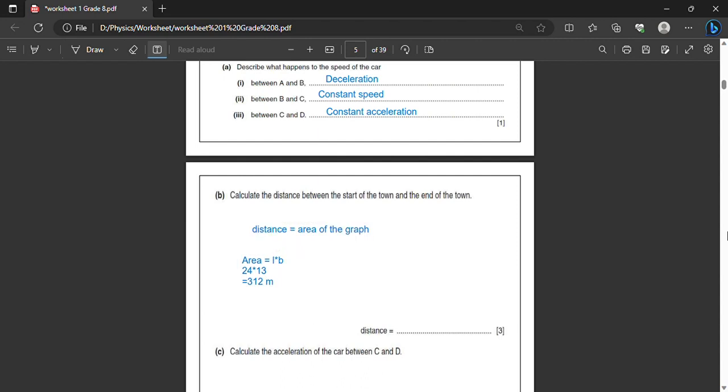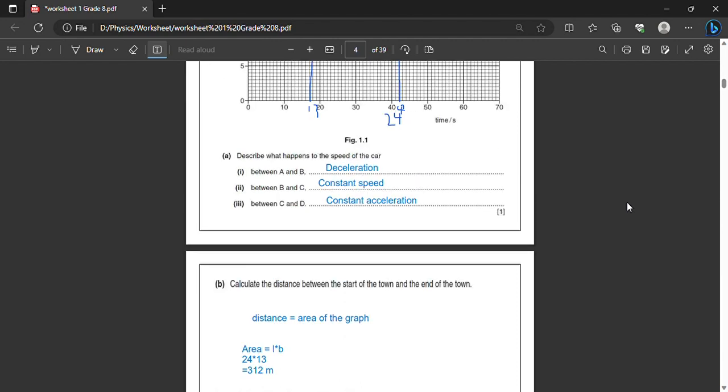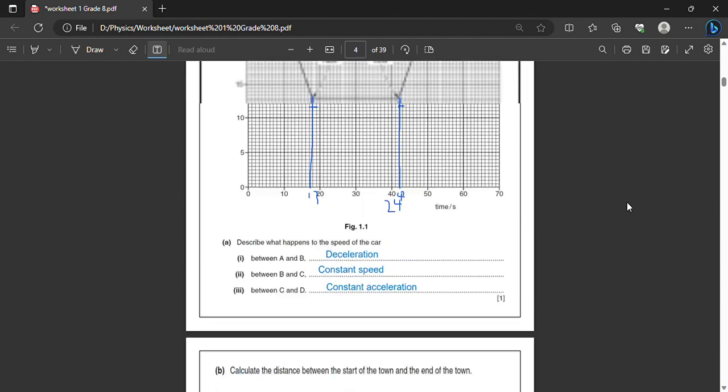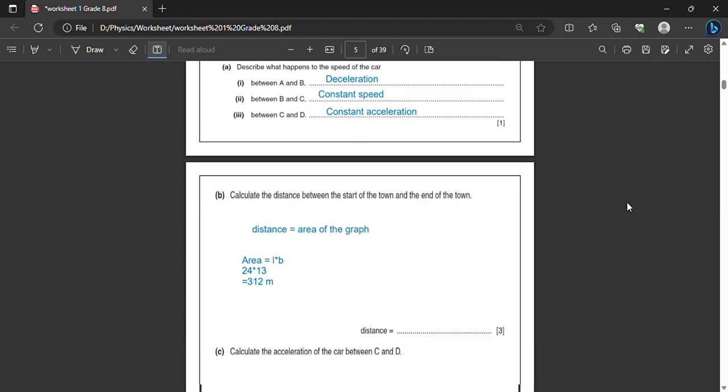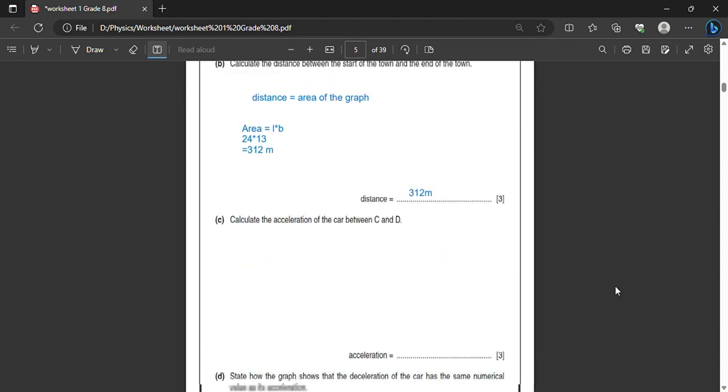Here you should focus, because 312 is not kilometers. They wrote meters per second, not kilometers per hour. So depending on that, you write whether it's meters or kilometers. So it'll be 312 meters. Let's go to our next question.